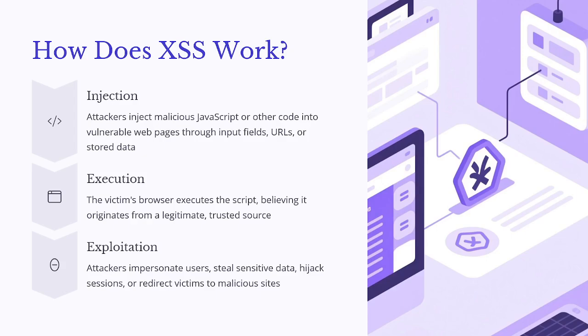Now let's see how does XSS work. Let's break down the process. Three stages: injection, execution, and exploitation. Step 1, injection. The attacker sneaks a malicious script into a vulnerable input field or URL. Step 2, execution. When a victim loads that page, the browser executes the script believing it's legitimate.